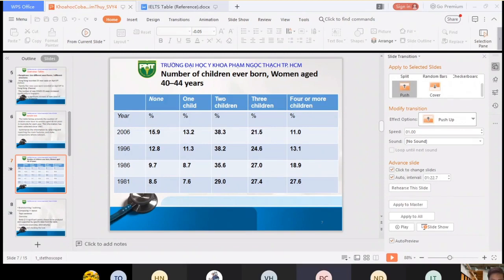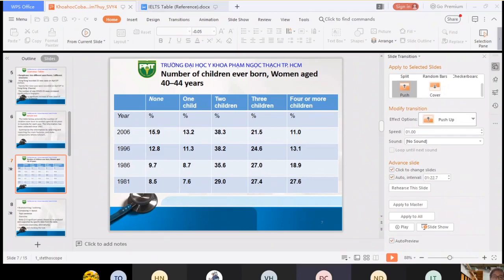The given table illustrate the number of children ever born by women aged from 40 to 44 years in a period of time from 1981 to 2006.